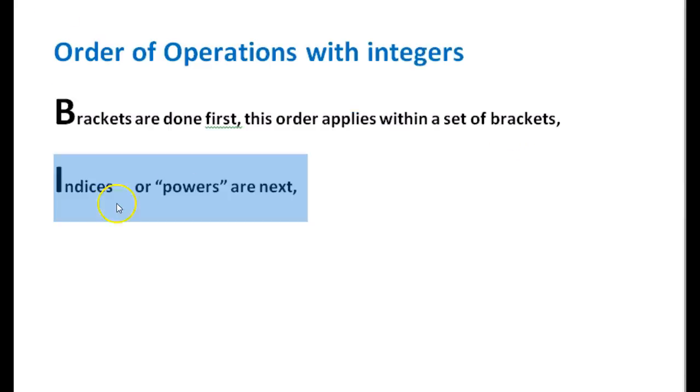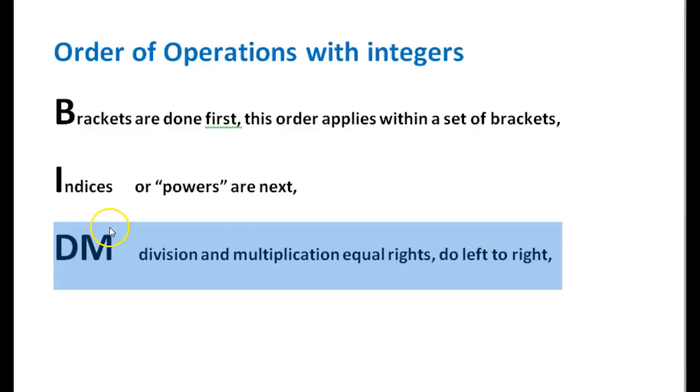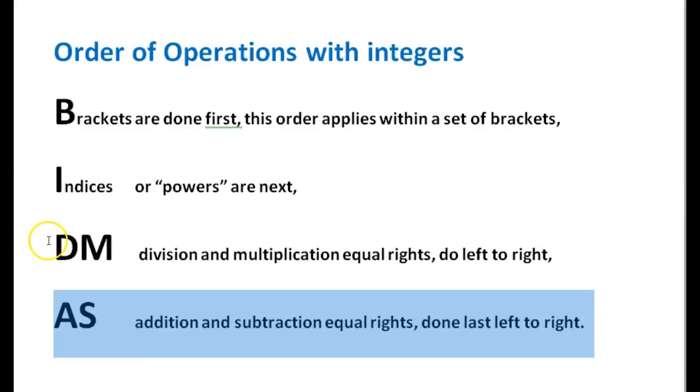Next, indices or powers. These are the second level. At the third level we do division and multiplication. They occur together and have equal rights, and we do them from left to right. Lastly, we do addition and subtraction. They have equal rights as well, and they're done last, left to right. Let's have a look at some examples.